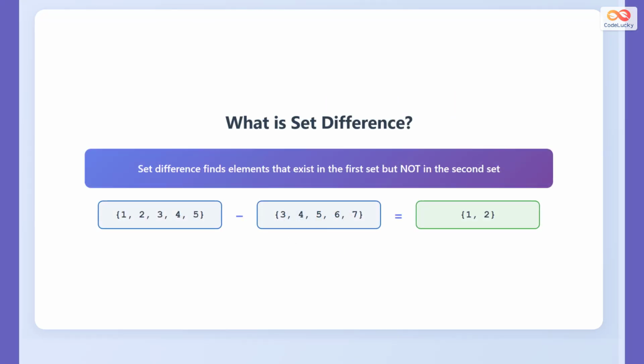Set difference is a mathematical operation that identifies unique elements from the first set that don't appear in the second set. Think of it as subtraction for sets. When you have two sets of data, set difference returns only those values that exist in the first set but are completely absent from the second set. In our example here, if we subtract the set containing 3, 4, 5, 6, and 7 from the set containing 1, 2, 3, 4, and 5, we get 1 and 2. These are the elements that exist only in the first set.